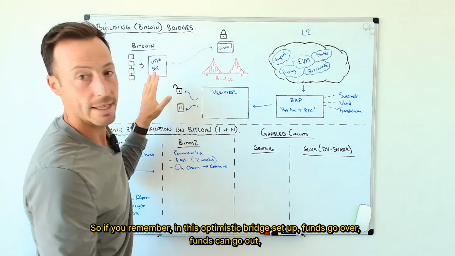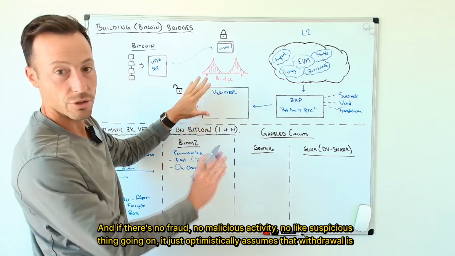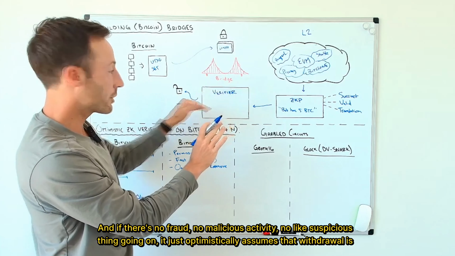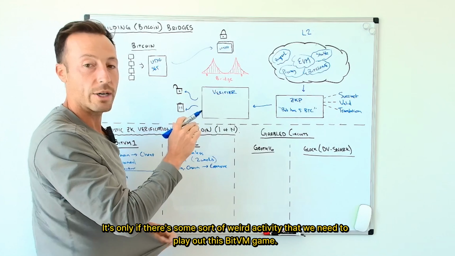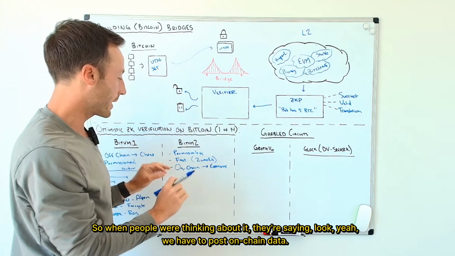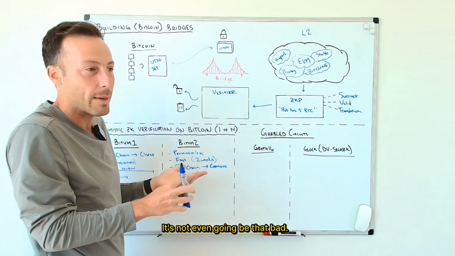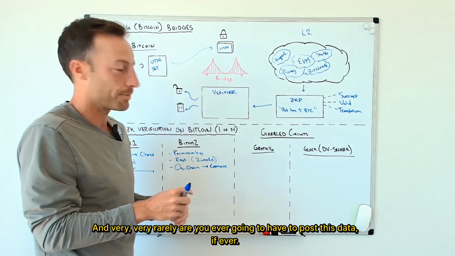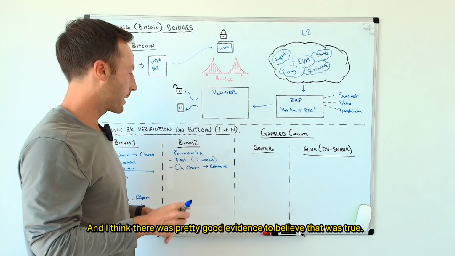So if you remember, in this optimistic bridge setup, funds go over, funds can go out, and if there's no fraud, no malicious activity, no suspicious thing going on, it just optimistically assumes that the withdrawal is honest. It's only if there's some sort of weird activity that we need to play out this BitVM game. So when people were thinking about it, they're saying, look, yeah, we have to post on-chain data. We can compress it. It's not even going to be that bad. And very, very rarely are you ever going to have to post this data, if ever. And I think there was pretty good evidence to believe that was true.